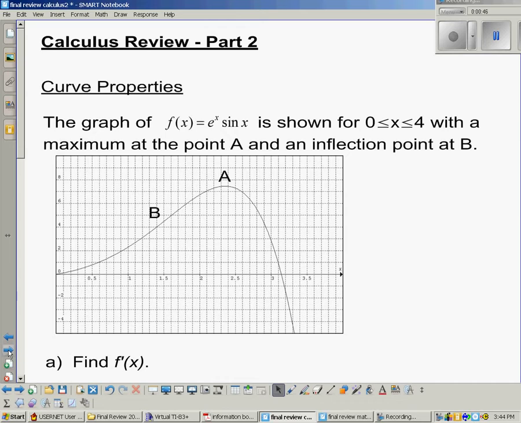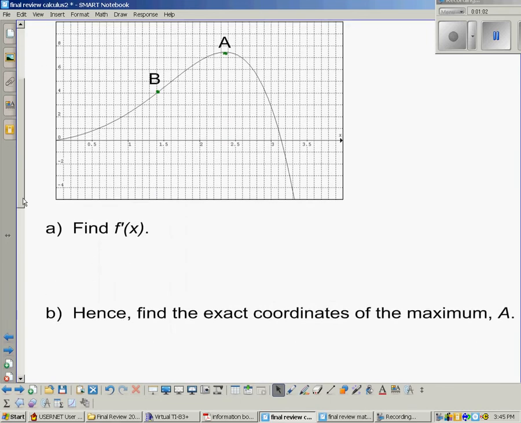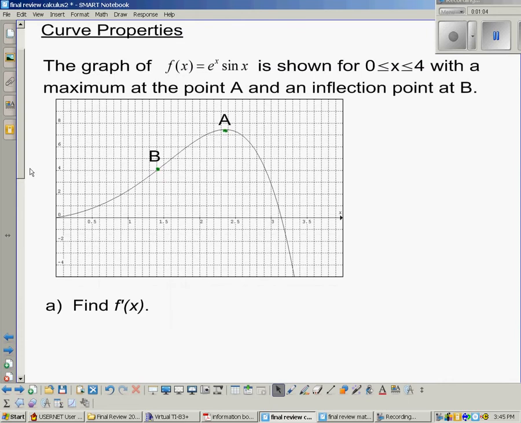The graph of f at x equals e to the x sine x is shown with the given domain. There's a max at the point A and an inflection point at B. Okay, so we're talking about this point here and this point here. Find f prime at x.